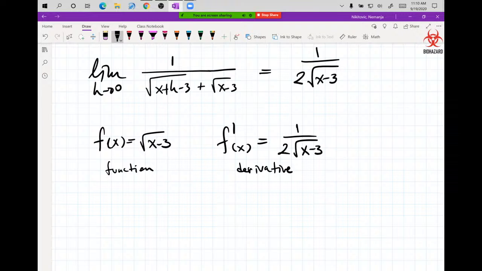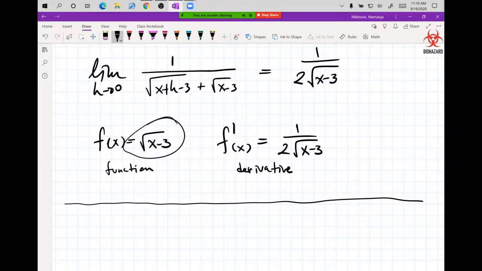So you cannot say, square root of x minus 3 is equal to 1 over. No. They are two separate worlds. They have separate graphs, separate properties, separate everything. So we have to be careful with the notation regarding that.